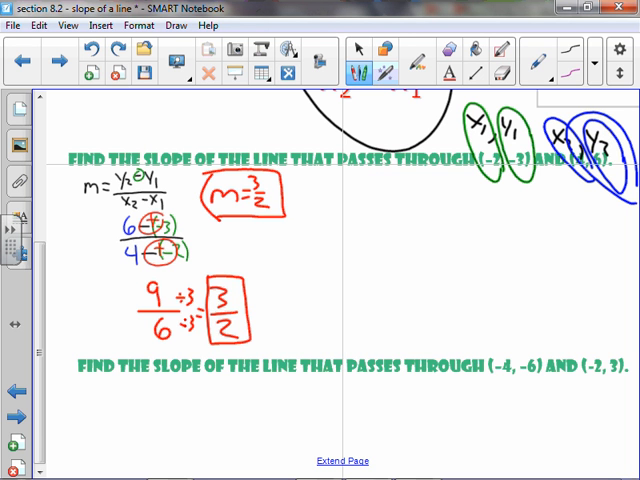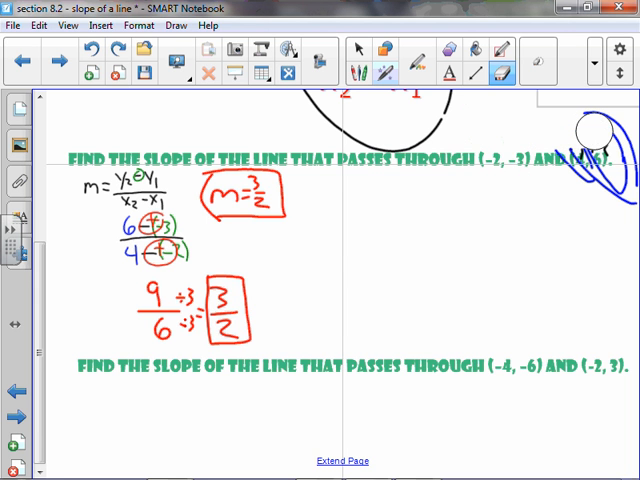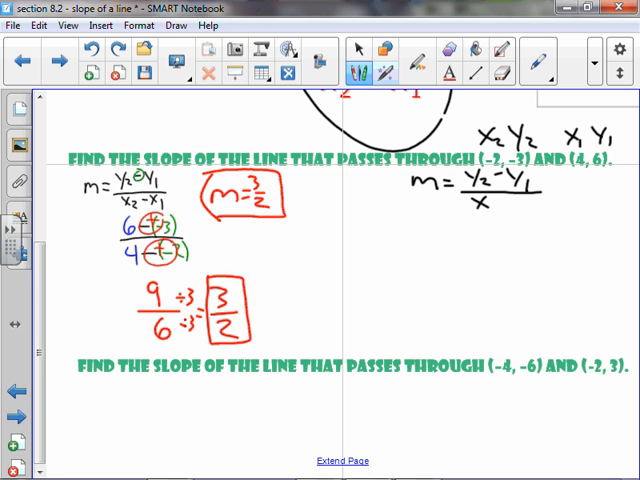Now what I'm going to do is the exact same thing, but instead of x1 and y1 being the first point, I'm going to change it so the second point is x1, y1 and the first point is x2, y2. I've just switched them. And I'm going to use my same formula: m equals y2 minus y1 over x2 minus x1.